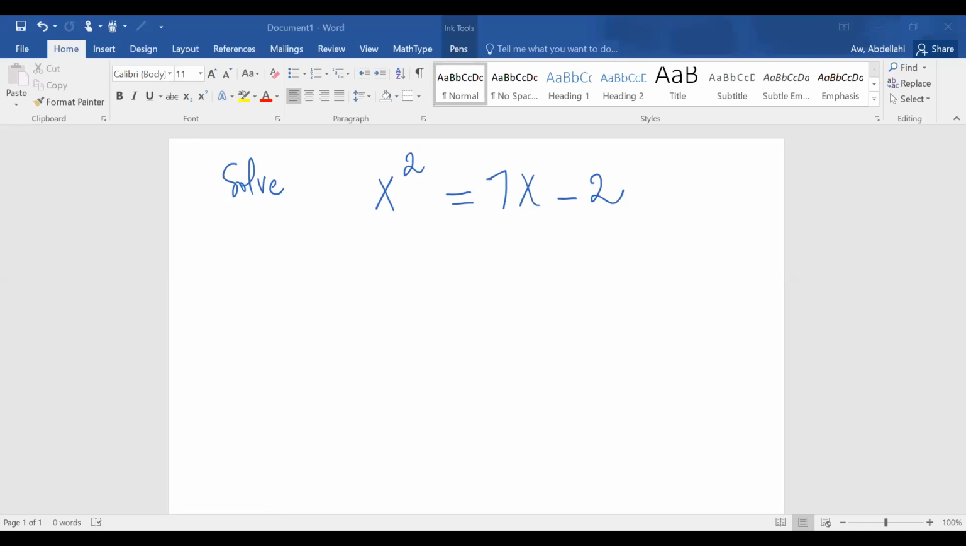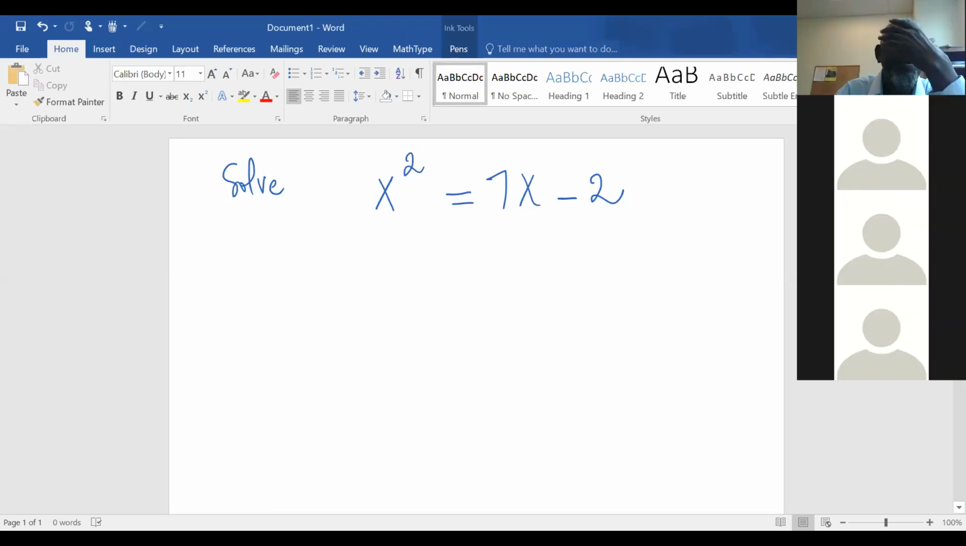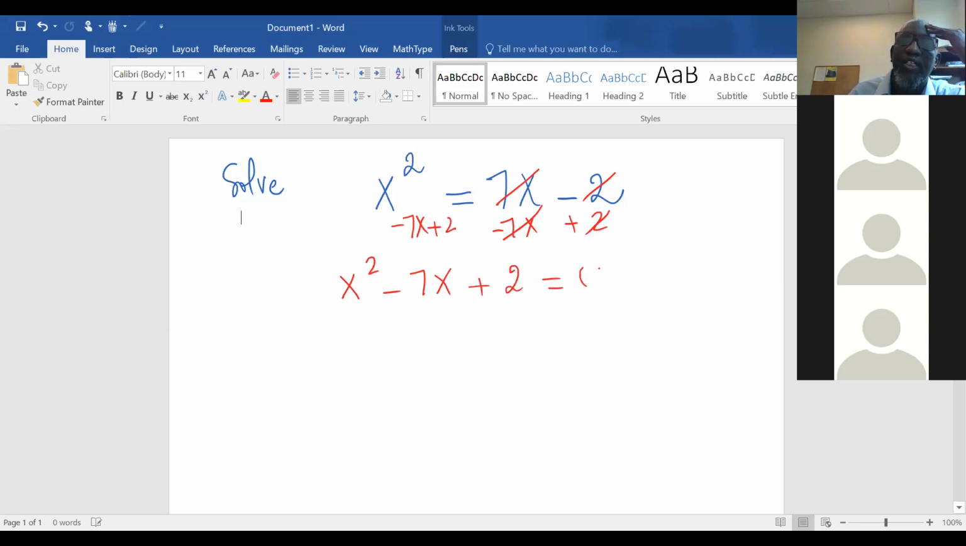All right. Can somebody walk me through the steps for this one? Do you subtract 7x and add 2? Yep. Then it's x squared minus 7x plus 2 equals 0. Exactly, thank you very much. Remember, before we apply the quadratic formula, you have to have 0 on one side, right?